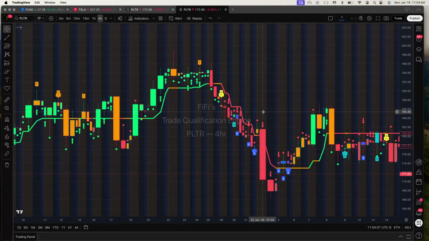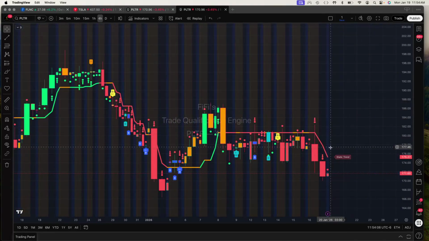And something that I added recently is the different states here. As you can see here with this Palantir, it was green. This is on the daily, and some chop, and we got red pressure selling down, some chop, green, now red. Now we're back down in red, and it's saying that the trend is red. There's downward selling pressure there.